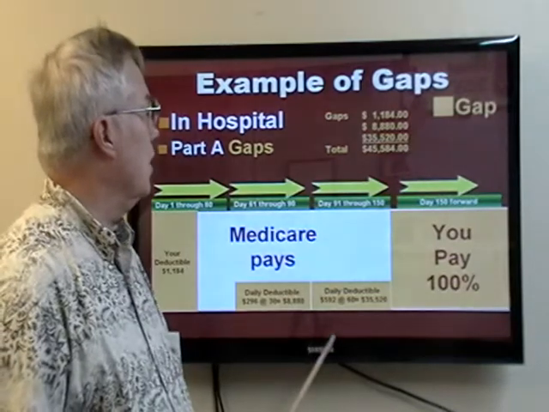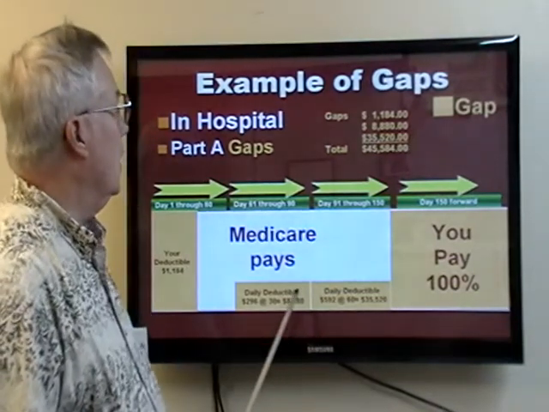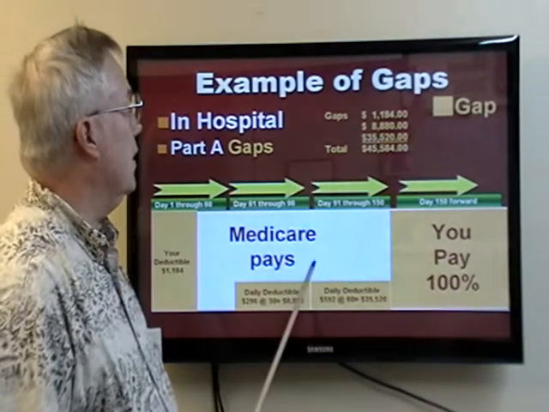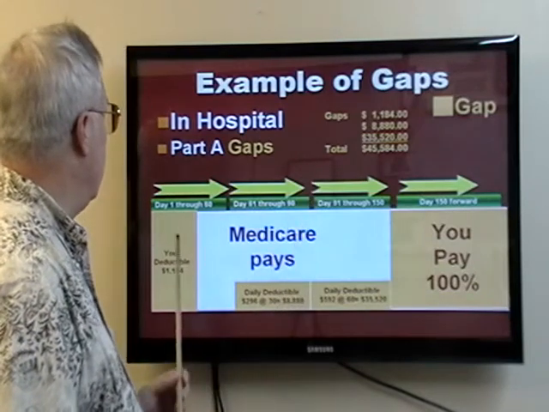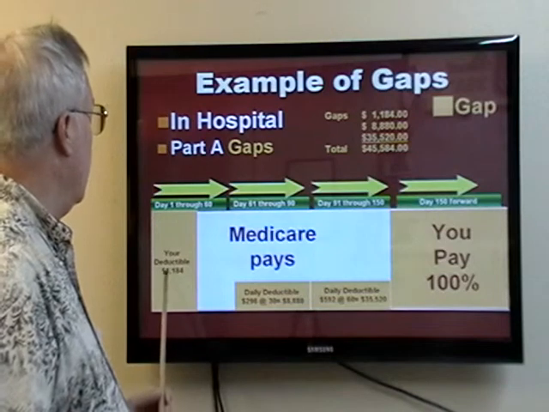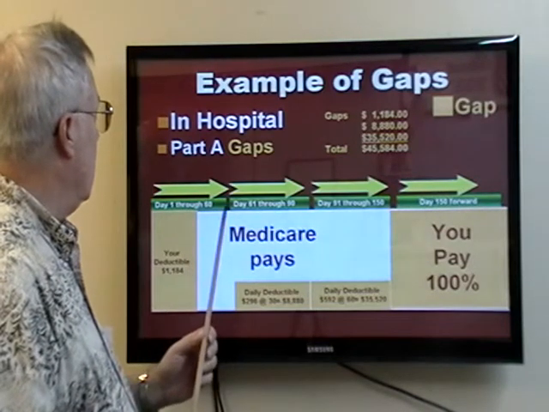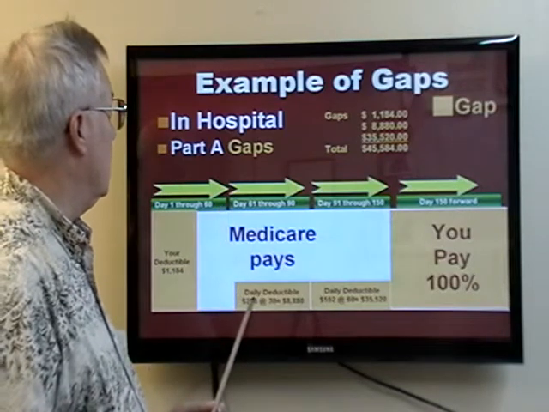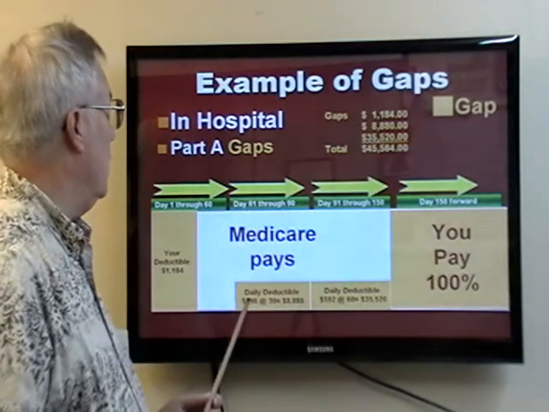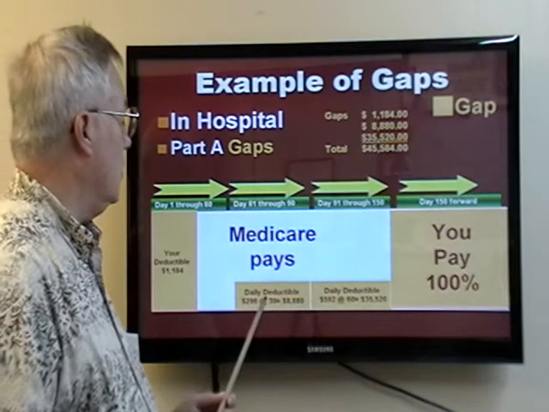So let's take a total look at your gaps under Part A. You've seen under Part B it can bite you pretty bad. Now if you have a long stay in the hospital, you can get bit too, because these are the areas that aren't covered: $1,184, and then you go through day 60, Medicare's paying this amount here, but as soon as you hit day 61, the $296 a day deductible starts.